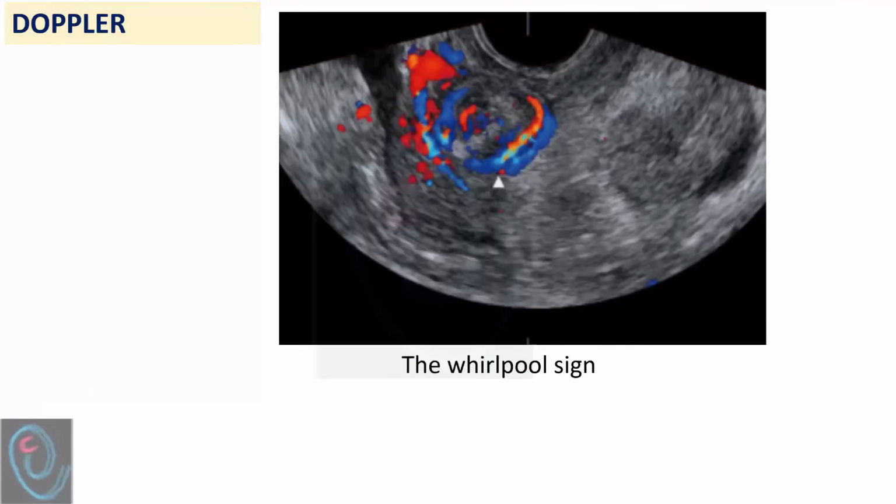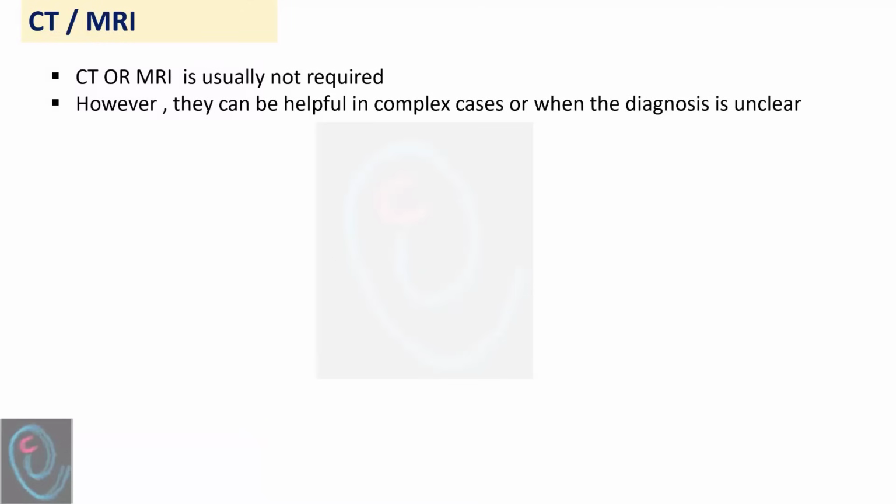This is another feature of Doppler study known as whirlpool sign, which demonstrates circular or coiled vessels within the twisted pedicle. CT or MRI is usually not required. However, they can be helpful in complex cases or when the diagnosis is unclear.